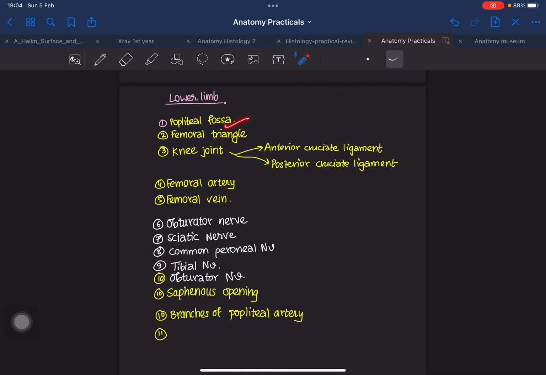Popliteal fossa, femoral triangle is very important. The knee joint is very important. From the knee joint, the anterior cruciate ligament is very importantly asked. ACL and PCL are very importantly asked. Have a look at them and don't confuse the two ligaments, and the function of these ligaments. Next is the femoral artery and femoral vein, very important. When femoral artery is asked, it will ask about the branches of the femoral artery and the tributaries of the femoral vein.